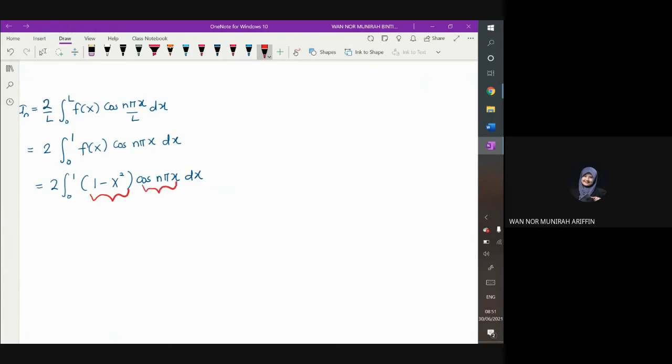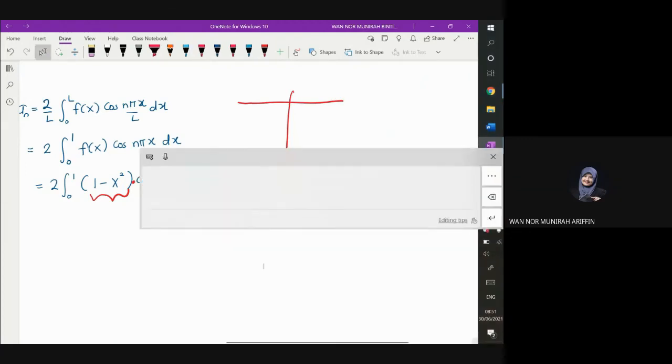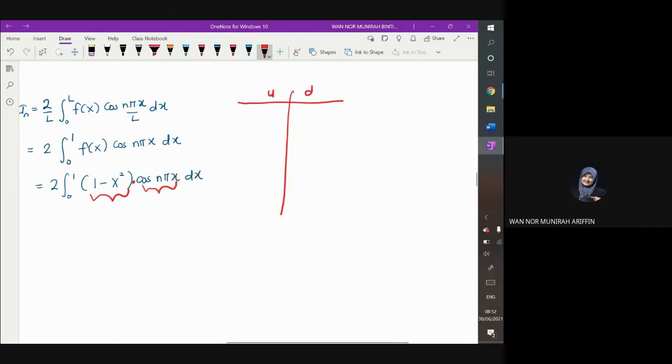Cos n pi x is a trigonometric function. So when we are dealing with two different functions, ada multiplication here, and then you want to integrate, we need to apply integration by parts or the tabular method. So I apply the tabular method. My tabular method is, this one is u, this one is dv. My u is 1 minus x squared, and this one is cos n pi x. Cos n pi x ni better kita letak macam ni tau.